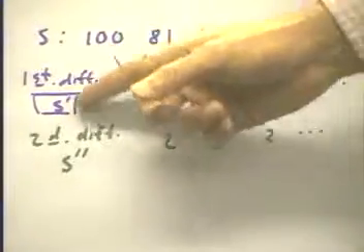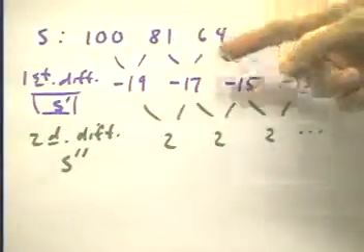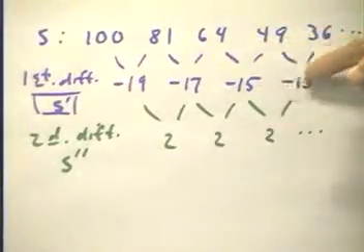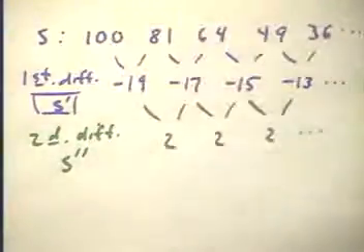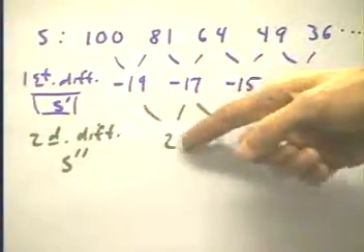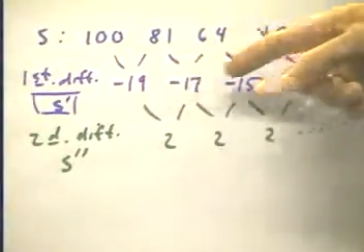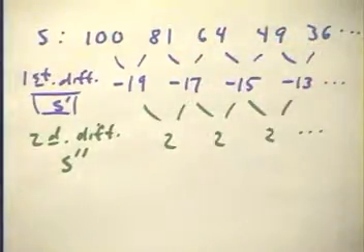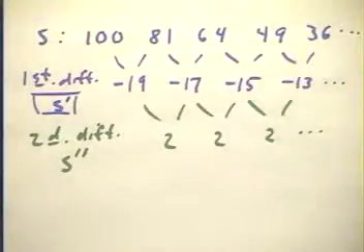The first difference of this function, well, 100 to 81 is a difference of -19, 81 to 64, difference is -17, and so forth. Now there's a clear linear progression to this first difference, and the second difference is a non-zero constant. Second difference, of course, these numbers are increasing by 2 each time. This is a property of quadratic functions.